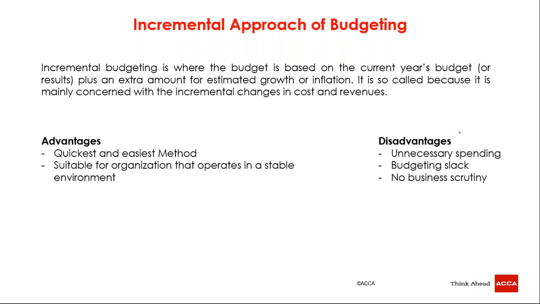Business scrutiny means the detailed analysis of business activities. So in incremental budgeting, because we simply take the preceding budget and then build up the budget based on that, we do not actually review in detail our current business activities and how business should be done.